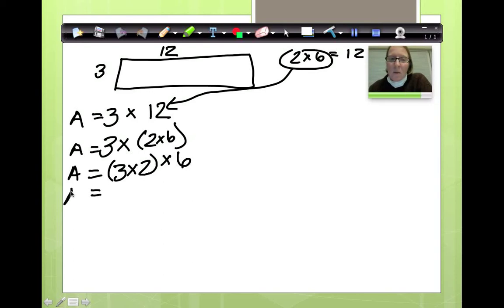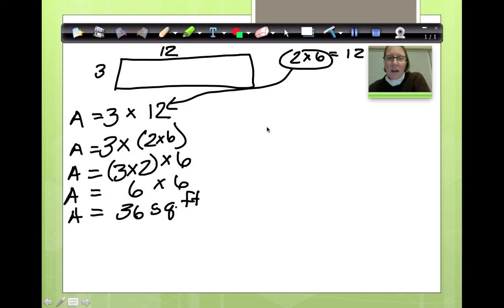3 times 2 times 6. So 3 times 2, what is that? That's 6 times 6. What's 6 times 6? 6 times 6 is 36 square feet. That's right. Now, we've done it another way. Well, that's pretty good. We use the associative property this time.